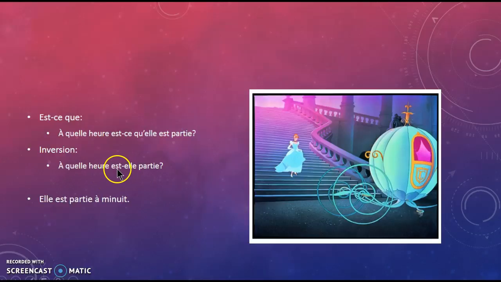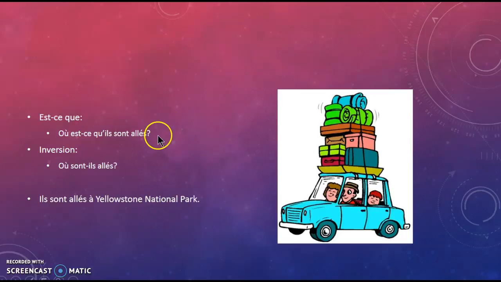So notice again that the inversion happens with the helping verb être and the subject elle. I have agreement here with my past participle since I have a feminine subject. Elle est partie à minuit. Here's the answer. Elle est partie à minuit. She left at midnight. Où est-ce qu'ils sont allés?